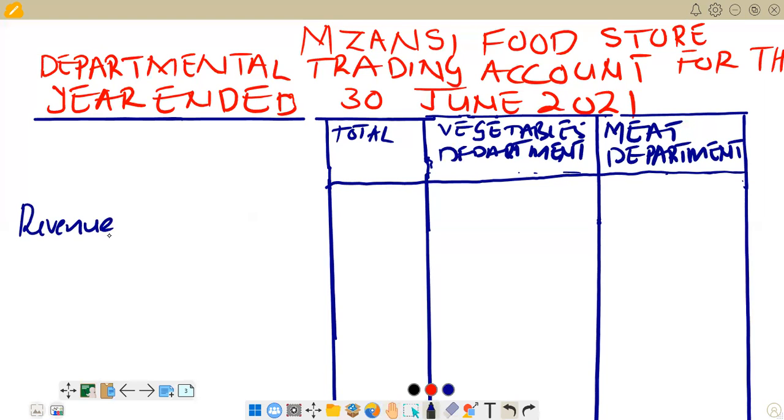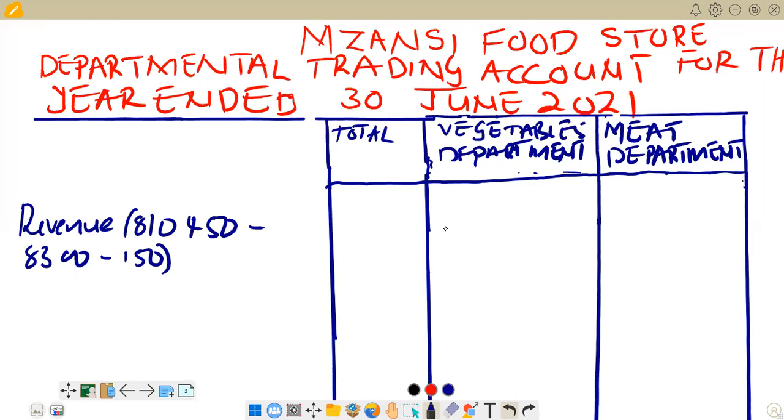Right, on revenue, we have two revenues there: for the vegetable department, and also for the meat department. So let's start with the vegetable department. The figure that we are given is 810,450. Then you subtract the sales returns that you are given, which is 8,300. Then you also subtract the 150 that was omitted. Then we get the figure for the vegetables department.